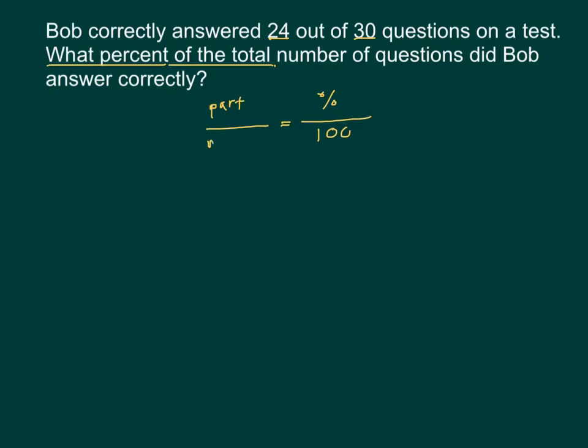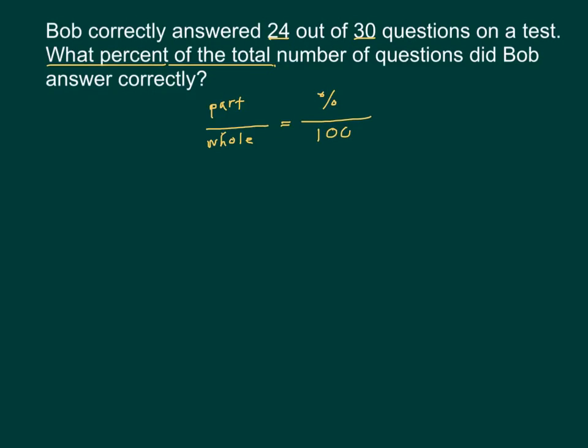So most percent situations involve some sort of a whole or total, and then some piece or part of that we're looking at or that we're interested in for some reason. So in this case, that would be the 24 questions that Bob answered correctly.